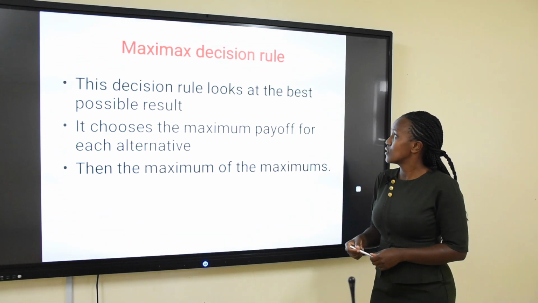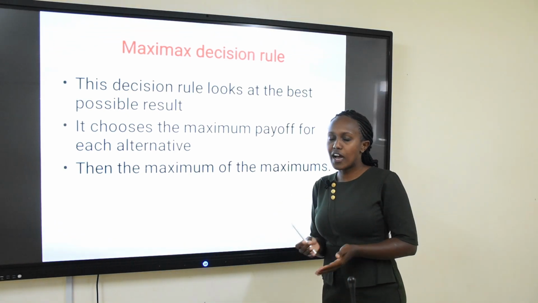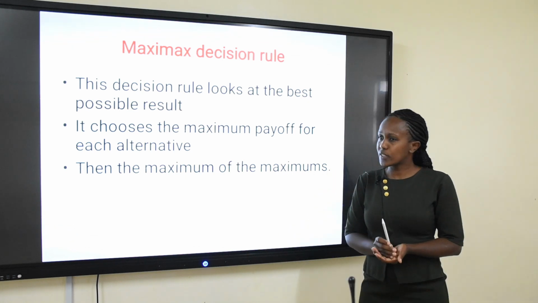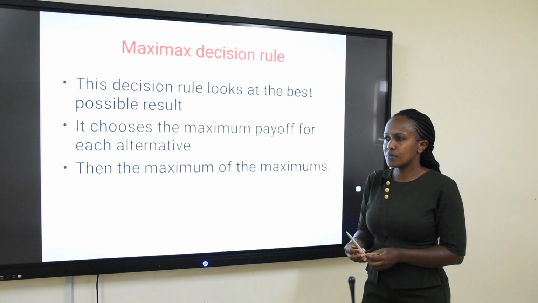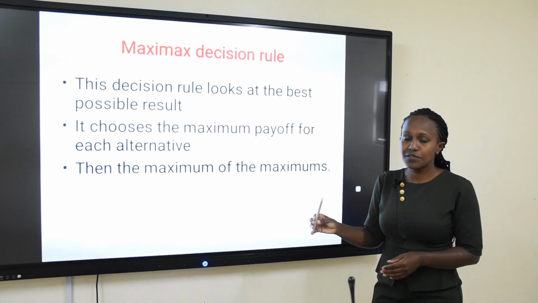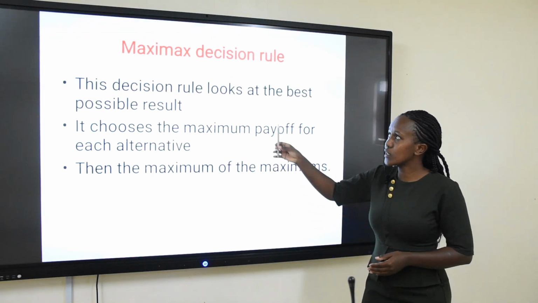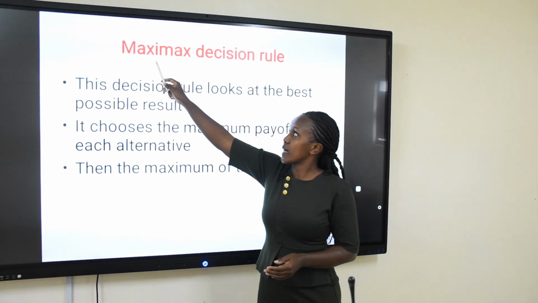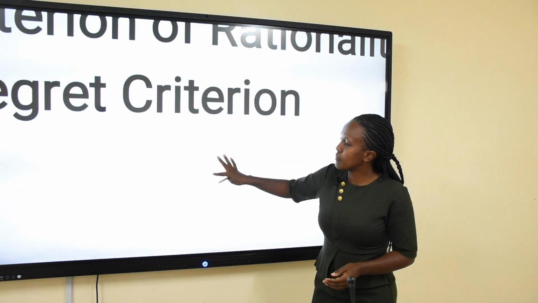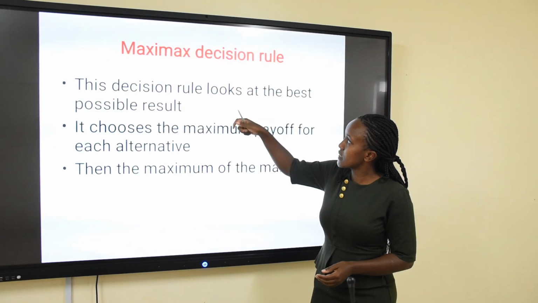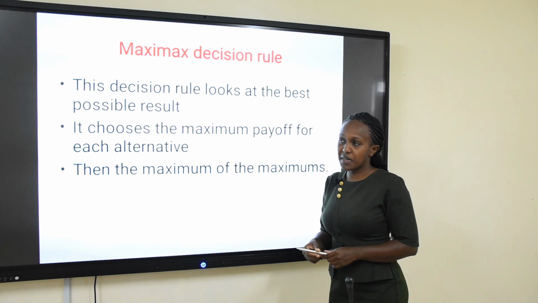In this decision, the decision maker looks at the best payoff under each alternative. So he looks at the best income or the best payoff from every alternative, and then chooses the alternative with the best among the best. This one is coming from the words maximize the maximum. So maxi is to maximize the maximum.